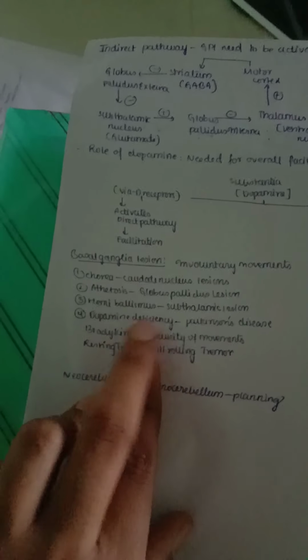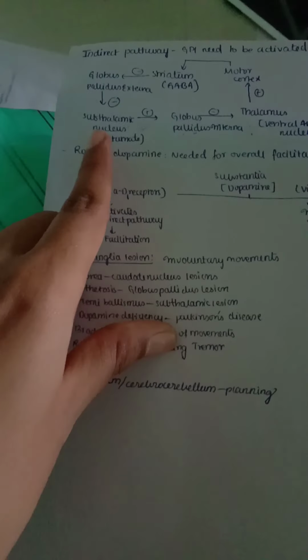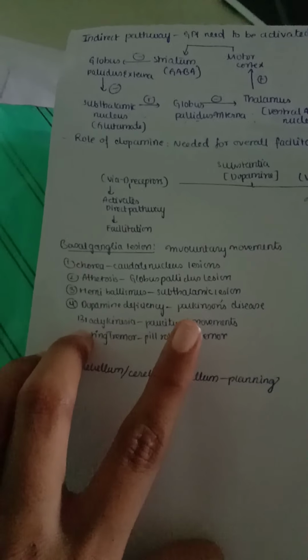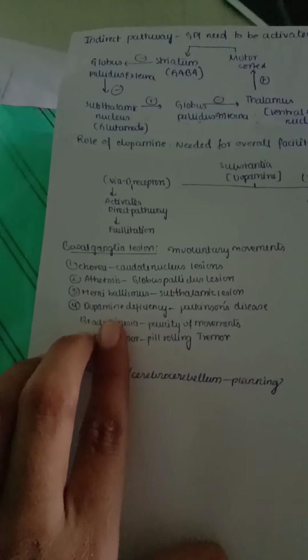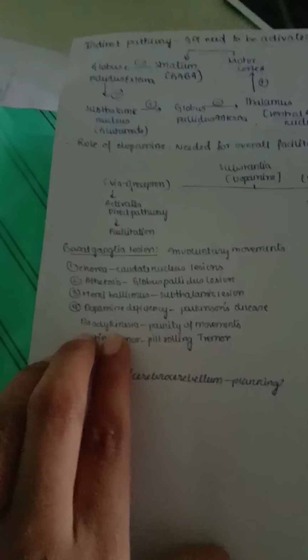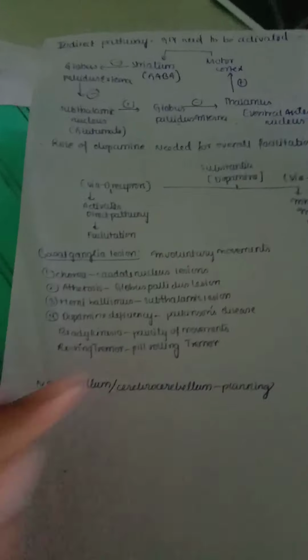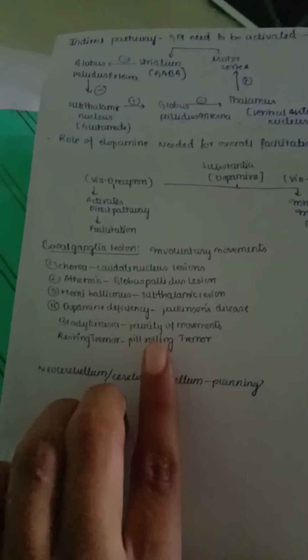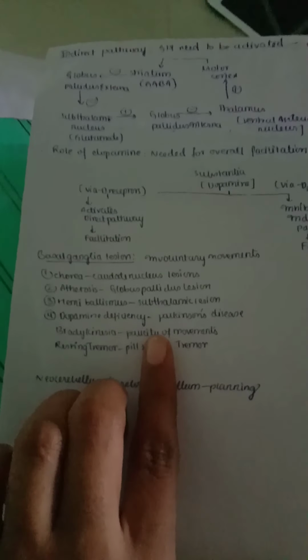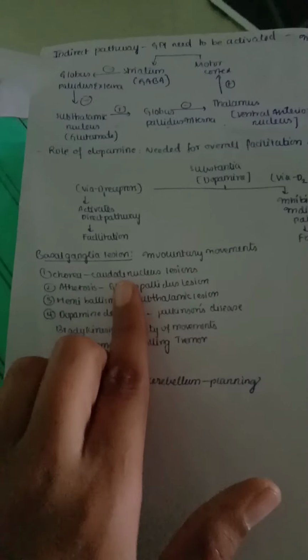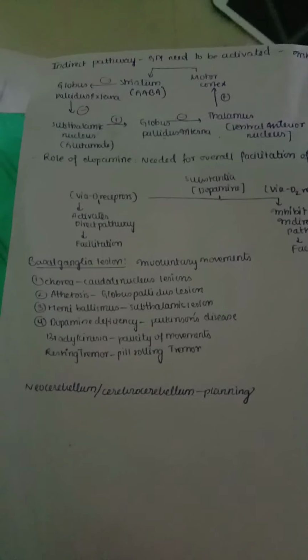And subthalamic lesion means here you can understand the subthalamus is inhibited. And dopamine deficiency means Parkinson's disease. If there is no dopamine, it will lead to Parkinson's disease. And bradykinesia, paucity of movements. Resting tremor, pill-rolling tremor, means even at rest the person is having tremors because involuntary movements are there, right? The basal ganglia suppresses the involuntary movements. Now there is a problem in the basal ganglia itself, so no one is there to suppress the involuntary movements. So the person will have pill-rolling tremors even at rest.